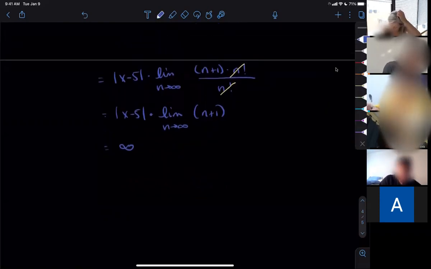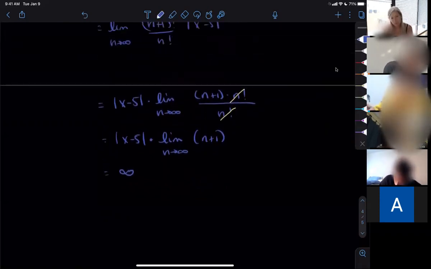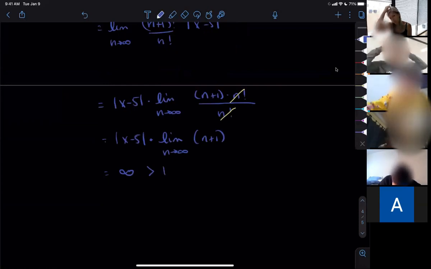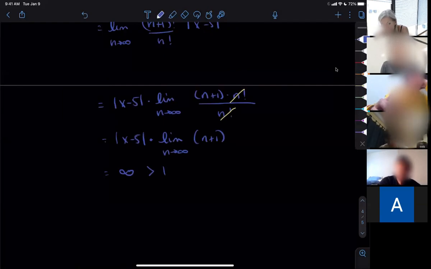Okay, so what do we learn from that? Infinity is bigger than 1. So where does it converge? Nowhere. Close. You want to think nowhere, but there's a little bit of a calculational weirdness. So it converges almost nowhere. At 5, yeah, at 5 it converges. Everywhere else it diverges because it's always going to converge at the center.